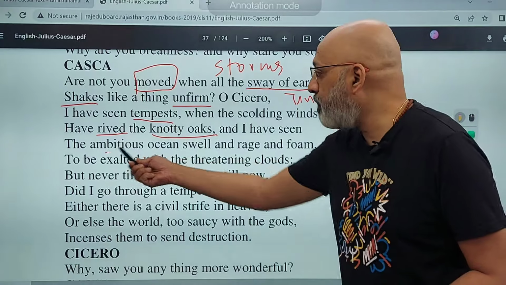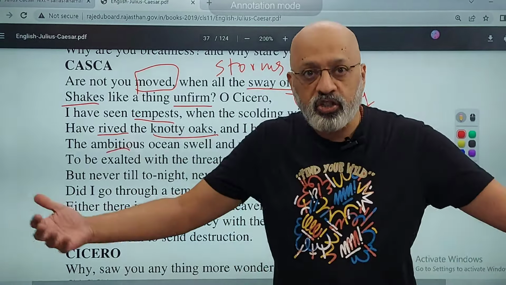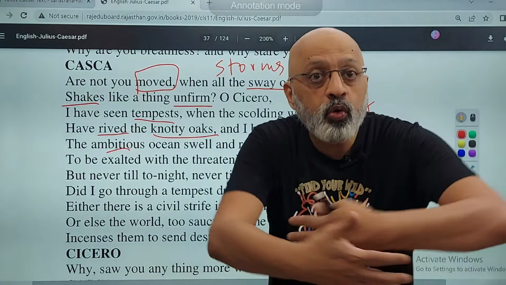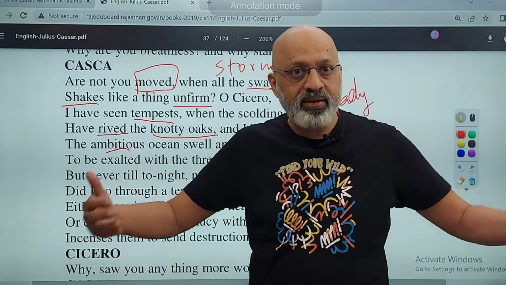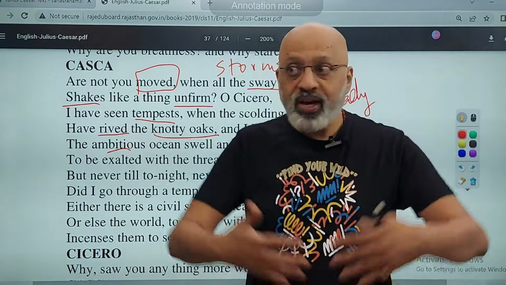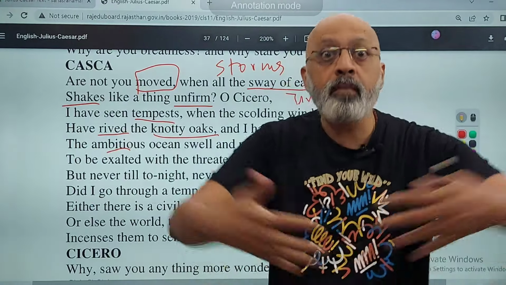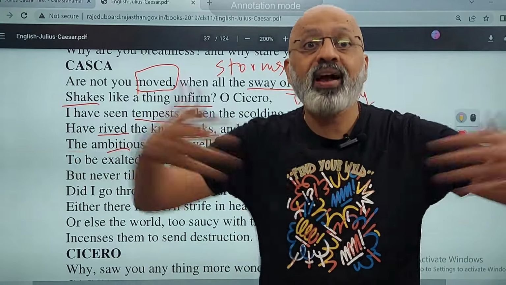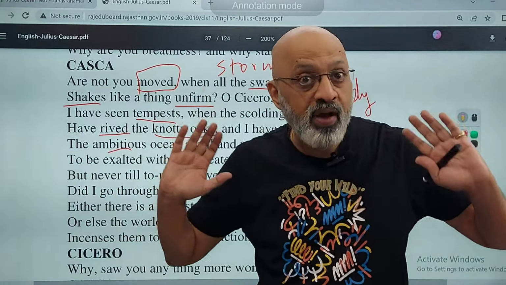Because the ocean is large. It's almost as if it would want to cover the entire earth. So there is a sense of largeness associated with the ocean. It wants to be large and big and cover most of the area. So there is a sense of ambition.